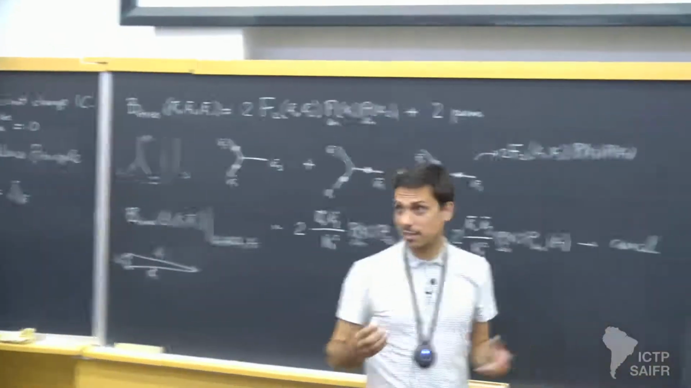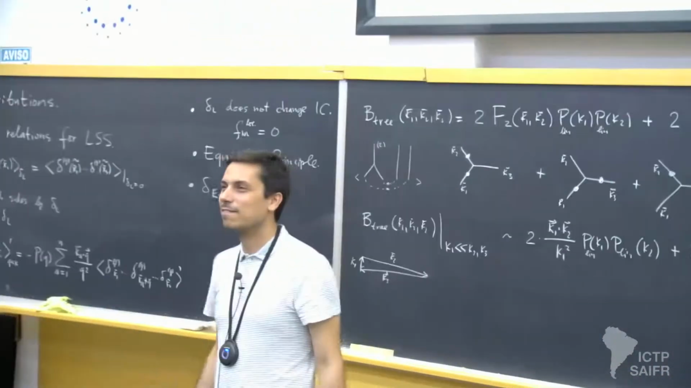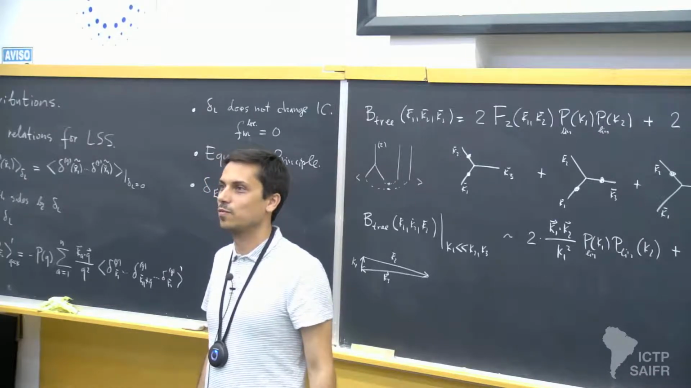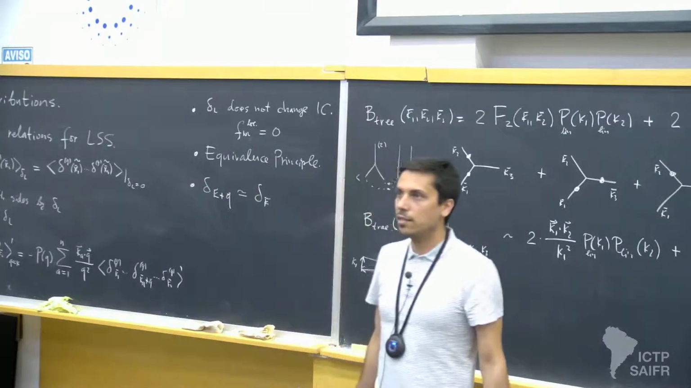Sorry, this is a bit fast, I understand, but I think it's better to see than to go into the details. So you're mentioning a lot this local type of non-Gaussianity. Yes. What if you have a general type of non-Gaussianity? If you have general type of non-Gaussianities, this is perfectly fine.